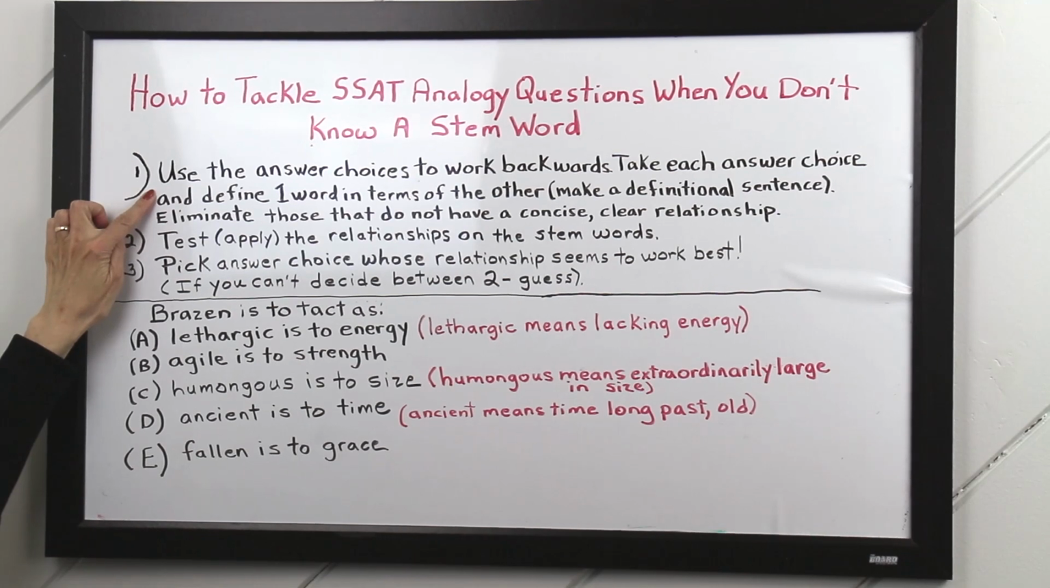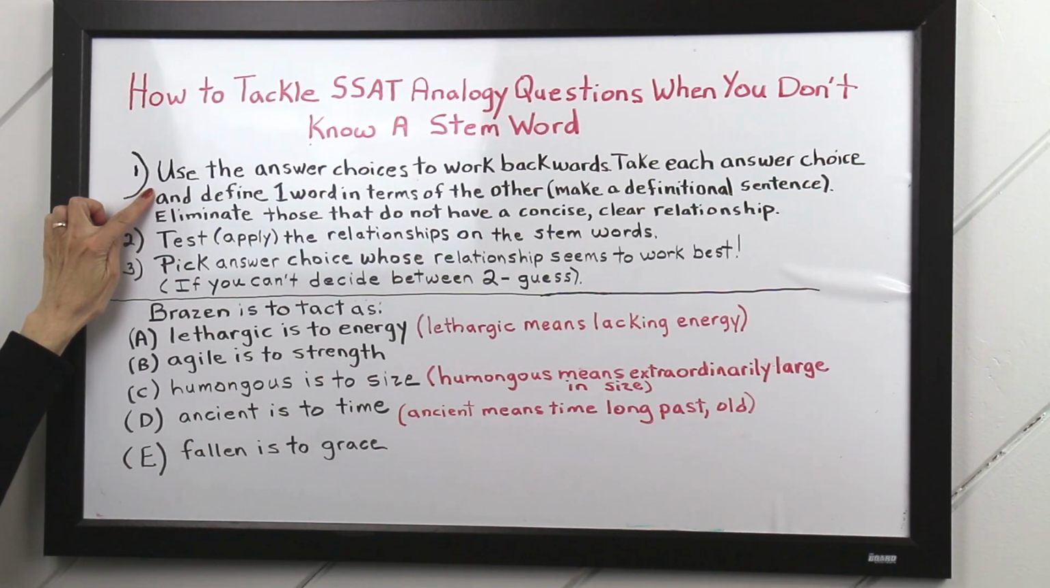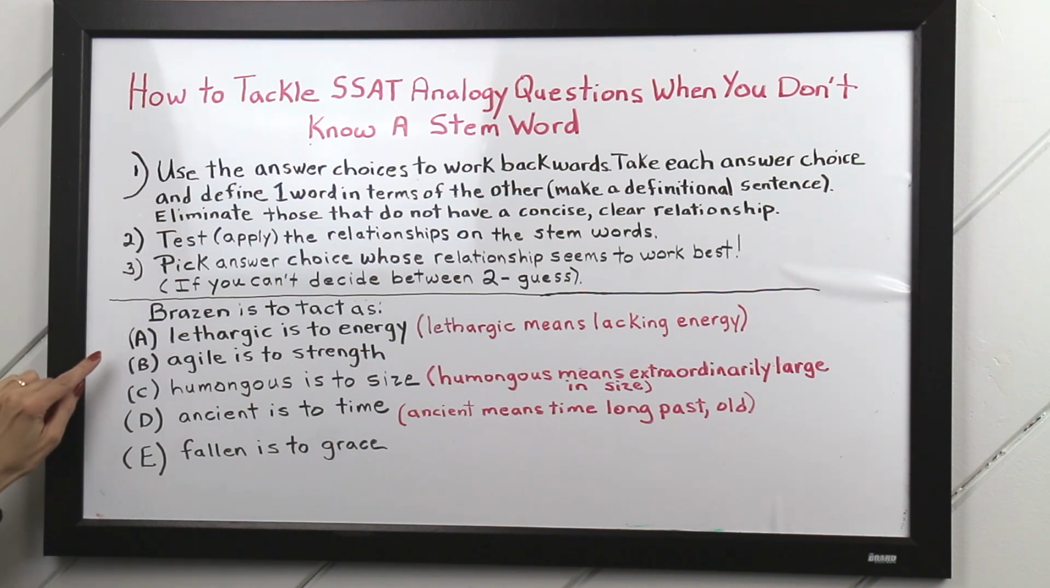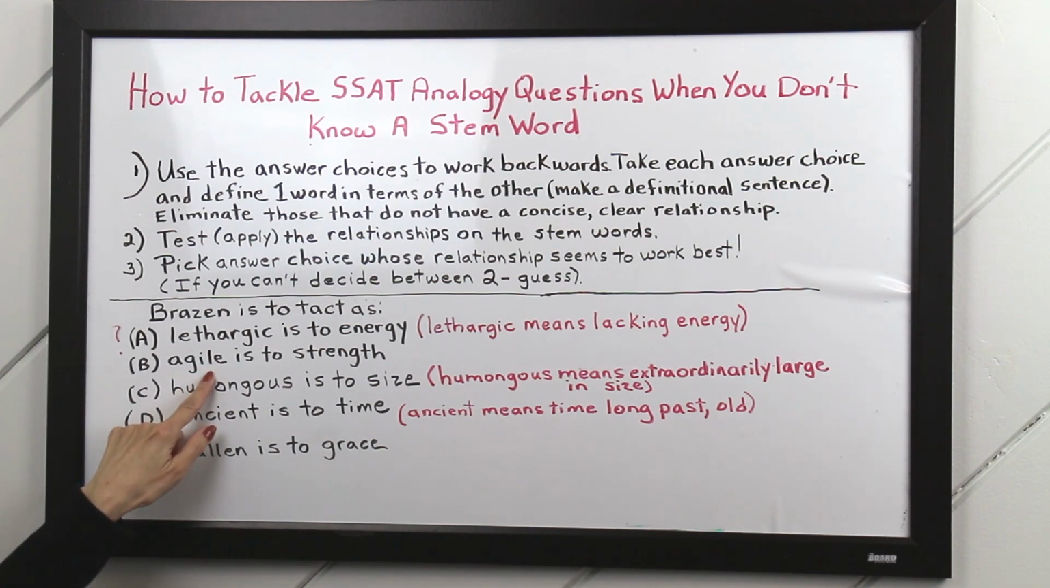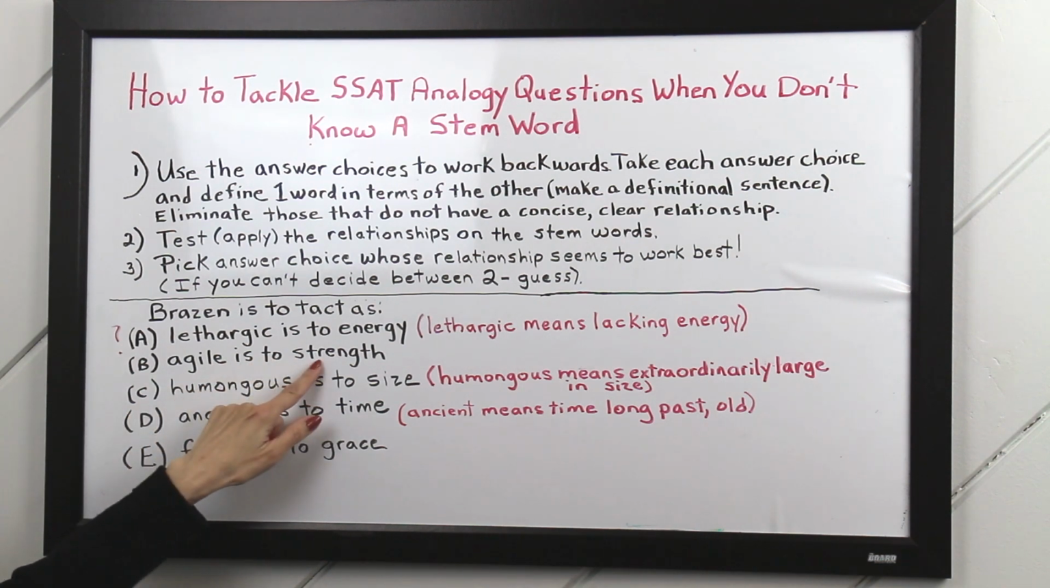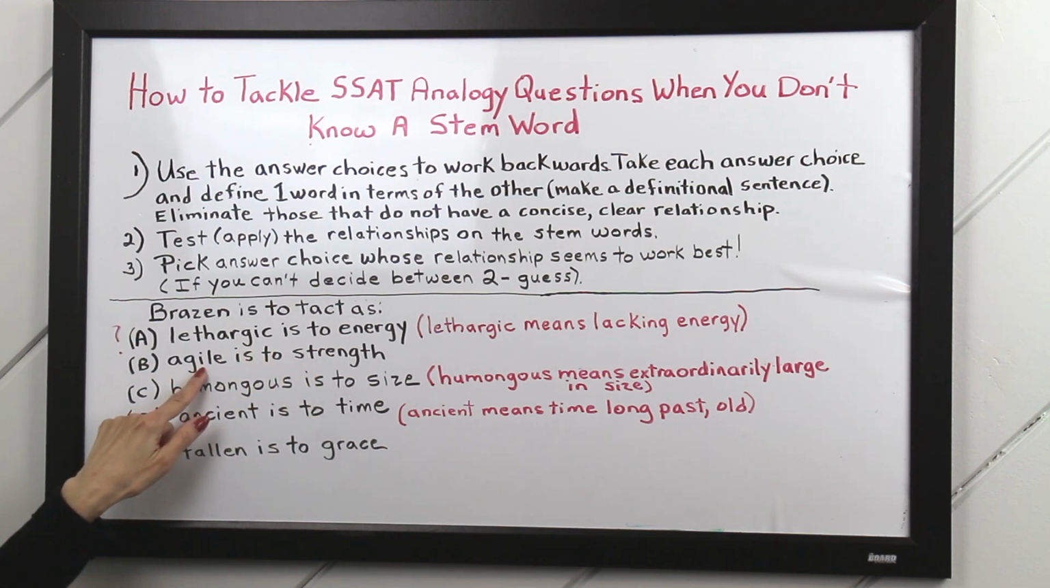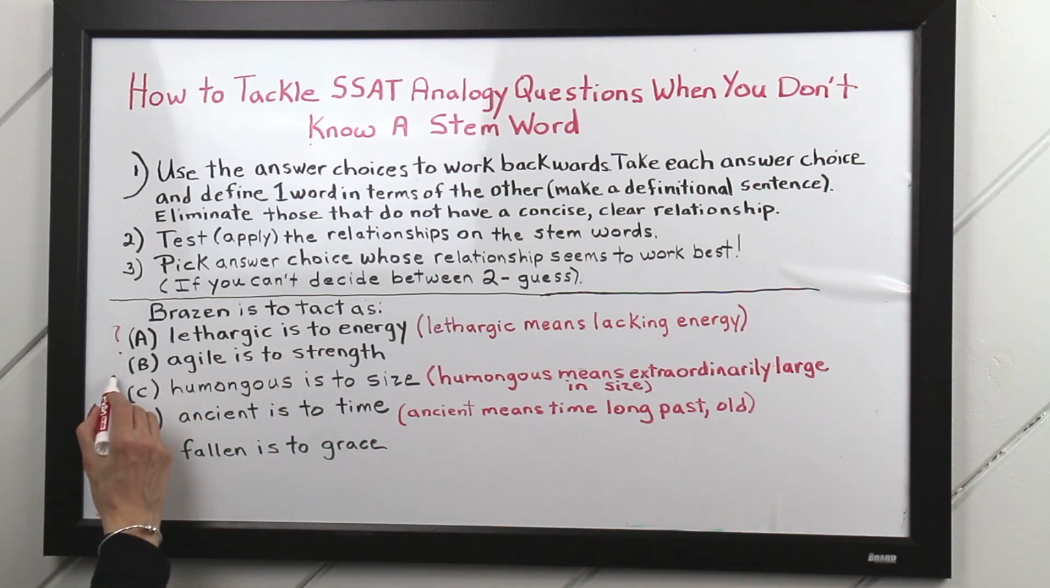Number 1, use the answer choices to work backwards. Take each answer choice and define one word in terms of the other, and eliminate those that do not have a concise, clear relationship. Okay, so A, lethargic is to energy. Lethargic means lacking energy. That's a clear, concise relationship. It's a possibility. Let's put a question mark. Agile is to strength. This one is a bit tricky. Agile means coordinated and quick. You can be agile and not strong. You could be strong and not agile. There's not really a clear relationship. Let's get rid of it.